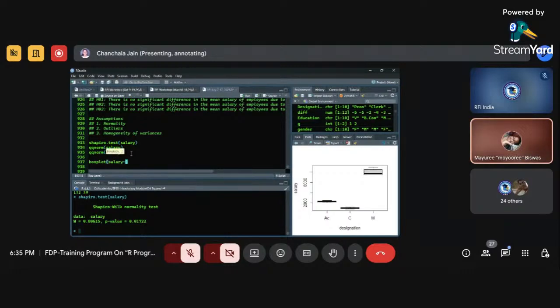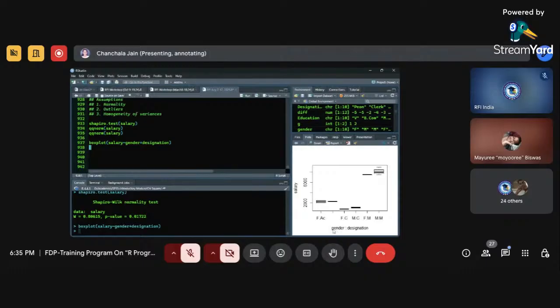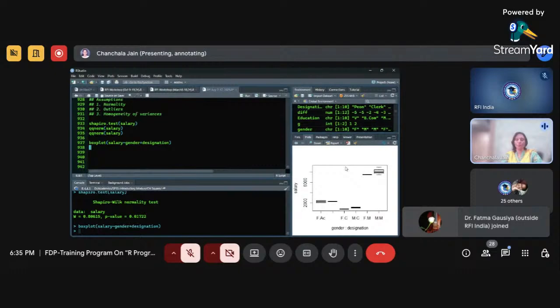In the box plot, salary, and then gender plus designation. As I am saying again, don't look at the size of the box plot. The data is very, very small here, so that is why we are getting very thin box plots. That way you can check that for every combination you are getting a box plot.